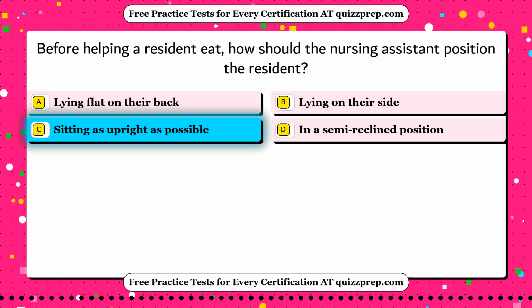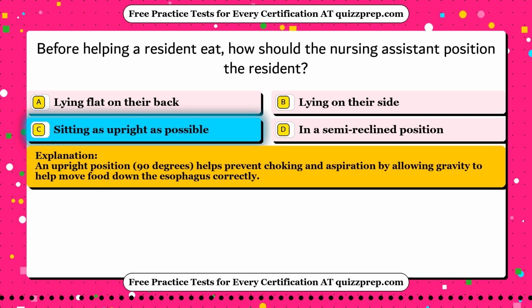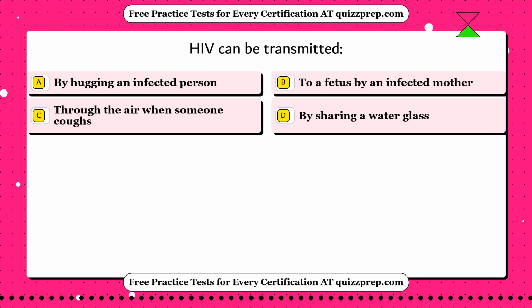The correct answer is option C. Sitting as upright as possible. An upright position, 90 degrees, helps prevent choking and aspiration by allowing gravity to help move food down the esophagus correctly. Question 40. HIV can be transmitted.